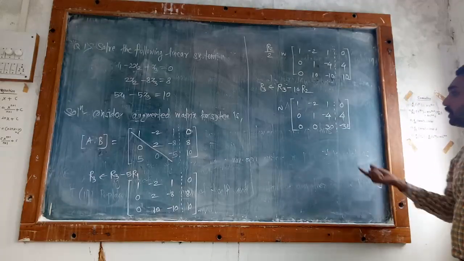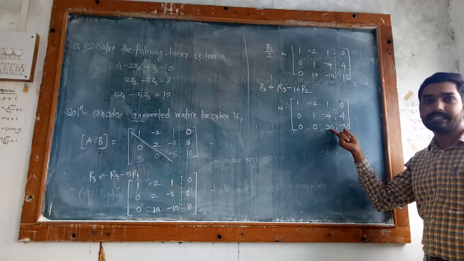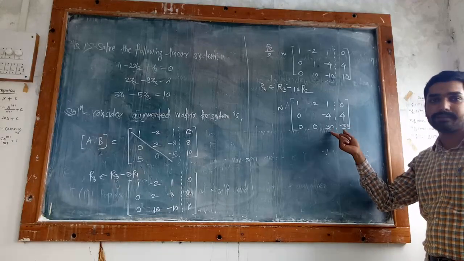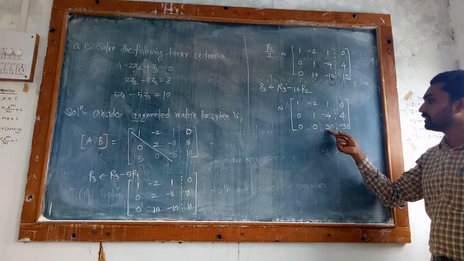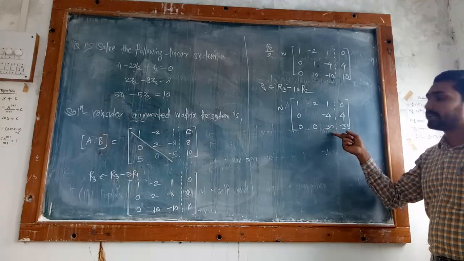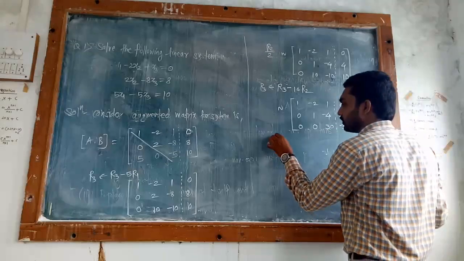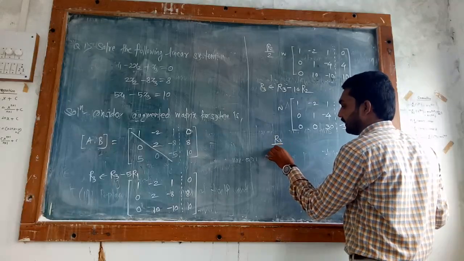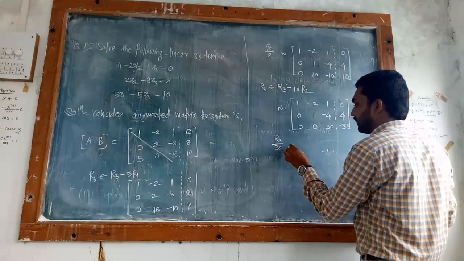What is your next step? We have to make this element 1, that is your A33 element is 1. How to make this element 1? So divide the third row by 30. So your row operation becomes R3 by 30. Okay. So your equivalent matrix becomes.